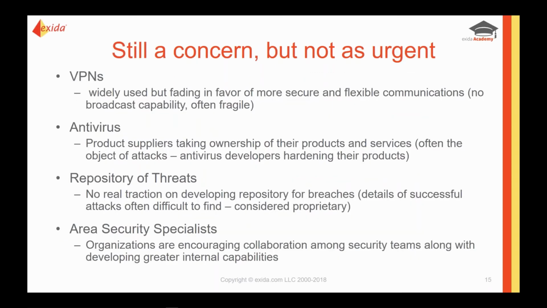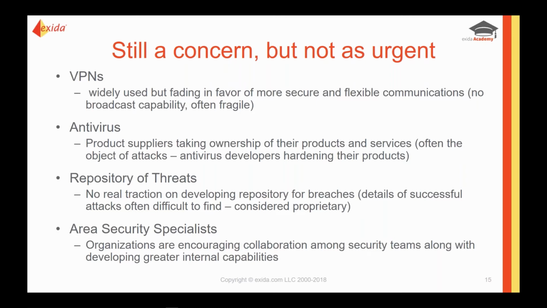So there are a number of technologies that are in parts of the whole security environment that are out there, but they're not as much of a concern as they were in the past. VPNs are widely used, but they're often difficult and inflexible. They can often be fragile. So there's work in progress in trying to develop those, but they don't rank as high in terms of urgent security issues as they once did.